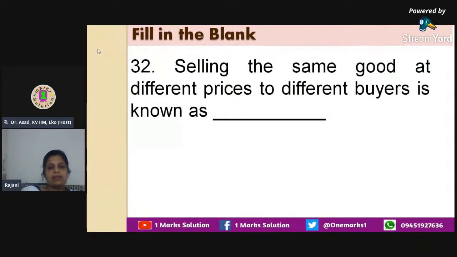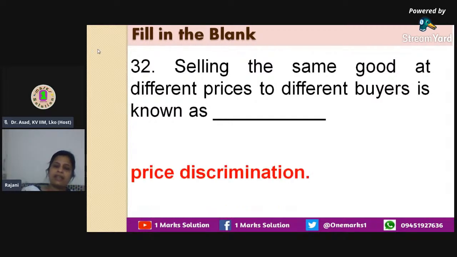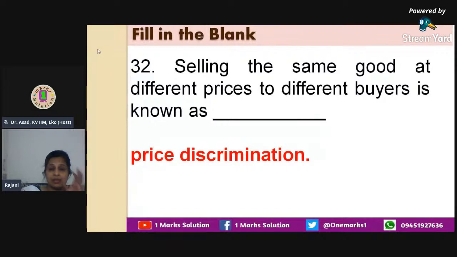Coming to the next question, selling the same good at different prices to different buyers is known as product differentiation. This is selling the same goods at different prices to different buyers. I told you in the monopoly we are adopting this strategy. The same goods or service is provided to different customers depending on their condition and the elasticity. They are fixing different prices for the same product. So this is called price discrimination.